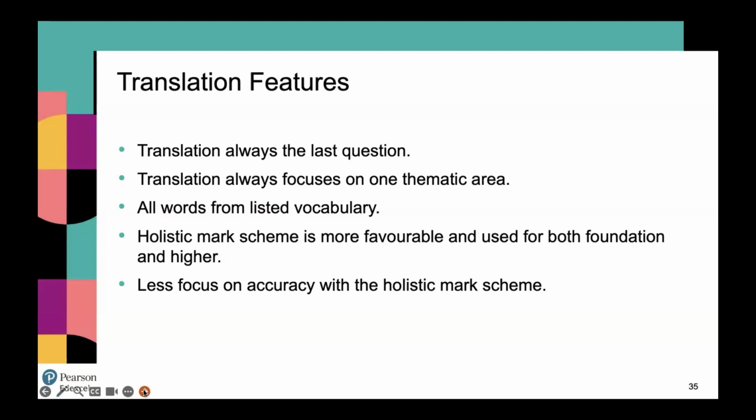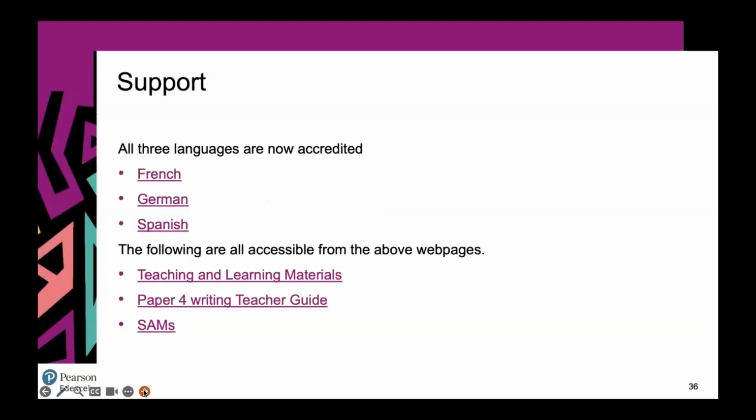So we've looked predominantly at the writing, and I just mention the sport. This was written, I should say, prior to the summer term and before you started teaching. So obviously all 3 languages are now accredited. There are a number of areas which can be accessible from the web pages: teaching and learning materials, the paper 4 writing guides, and the SAMs, and you'll find links from the presentation to that.